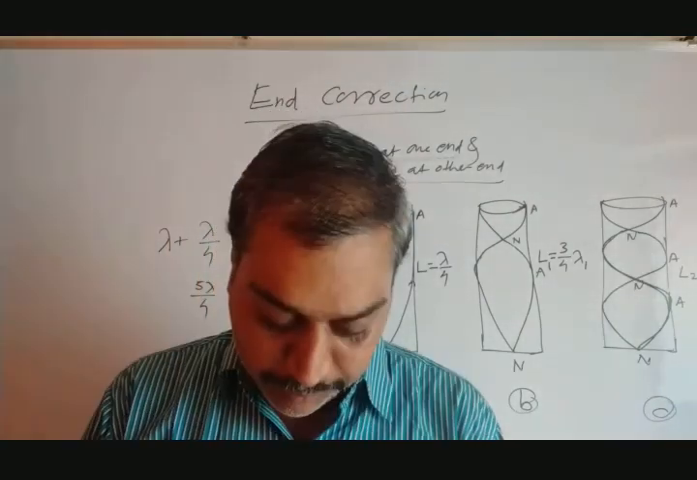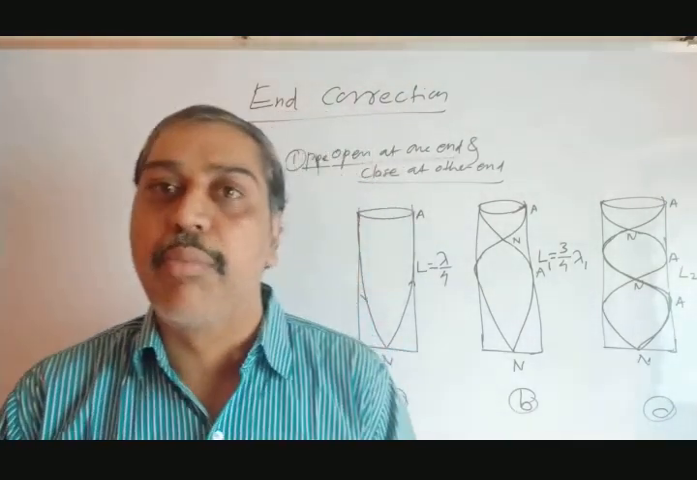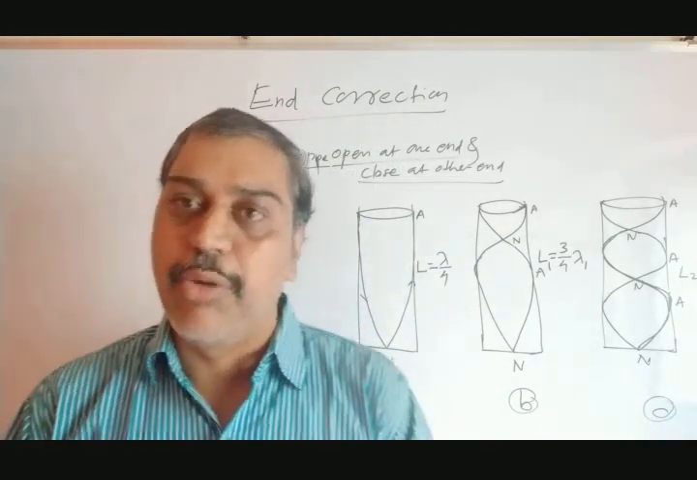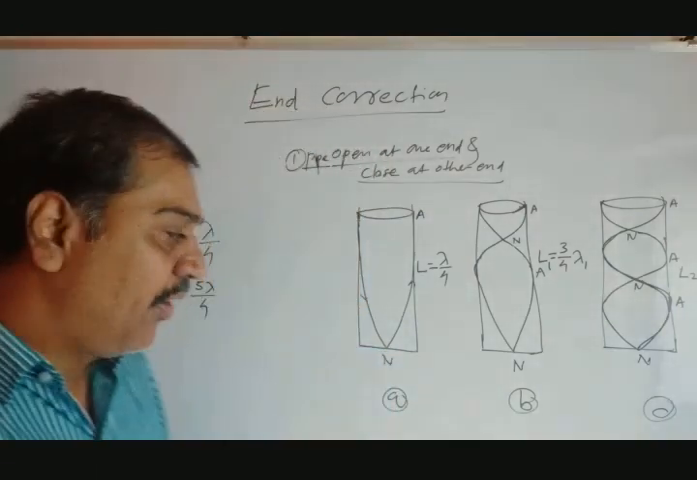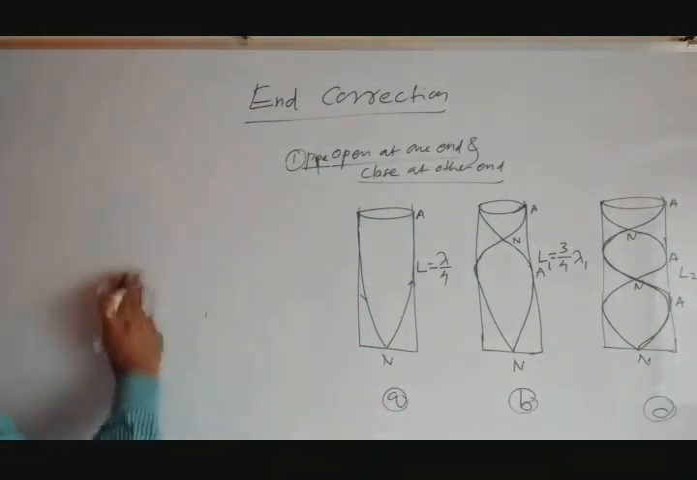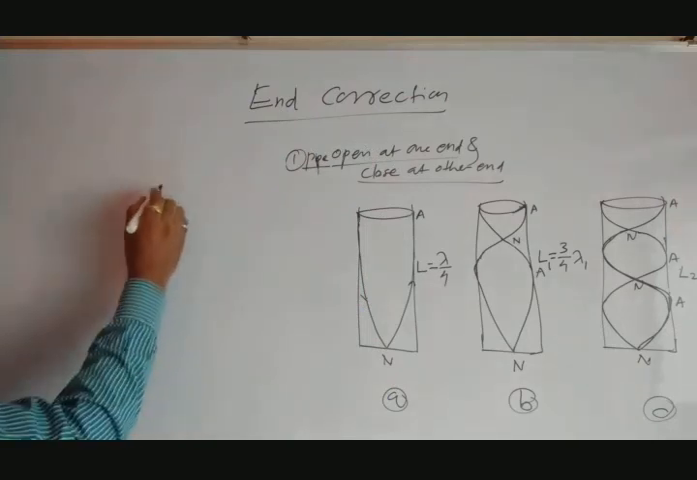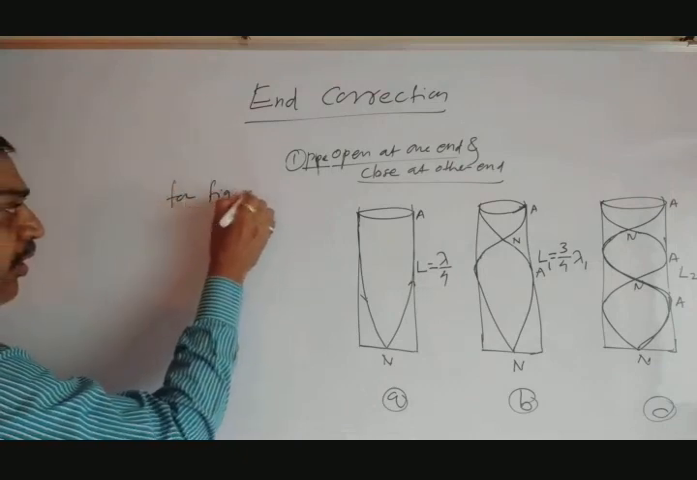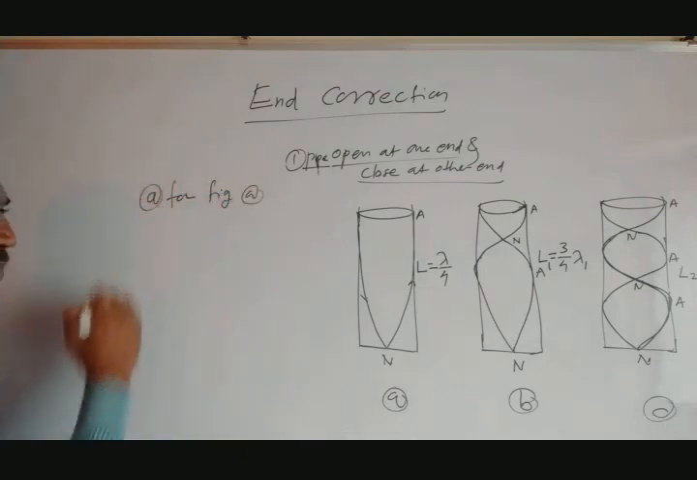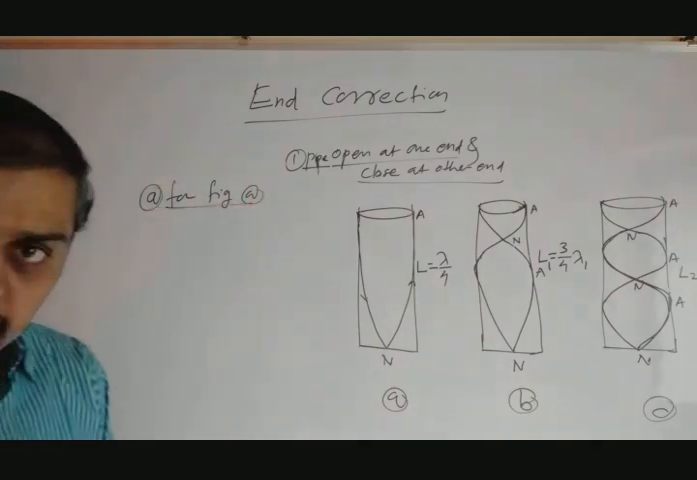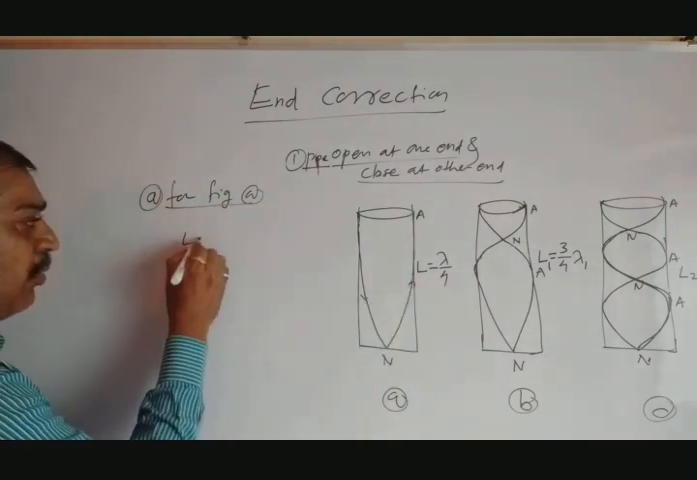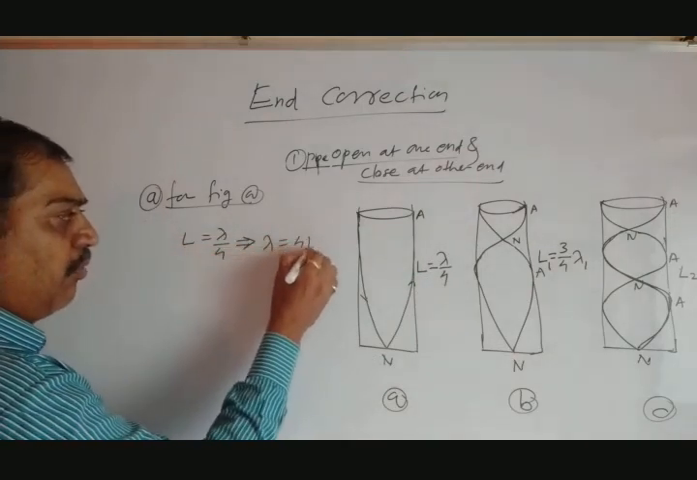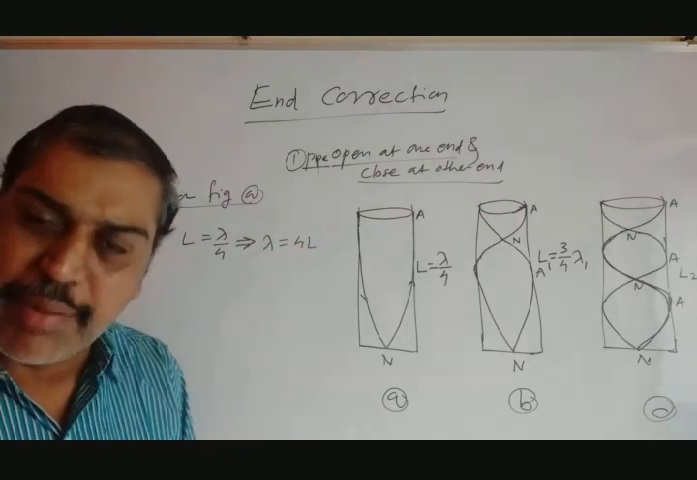Let's start with the first mode or the fundamental mode of vibration here. First, then the second, sometimes said to be the 0th mode of vibration, where figure A we have to consider. So let's start with these 3 modes now. Let's start with the first mode, for this figure A. For figure A, what can we write here? L equal to lambda by 4. This implies that lambda equal to 4L. Simple concept it is, lambda equal to 4L.